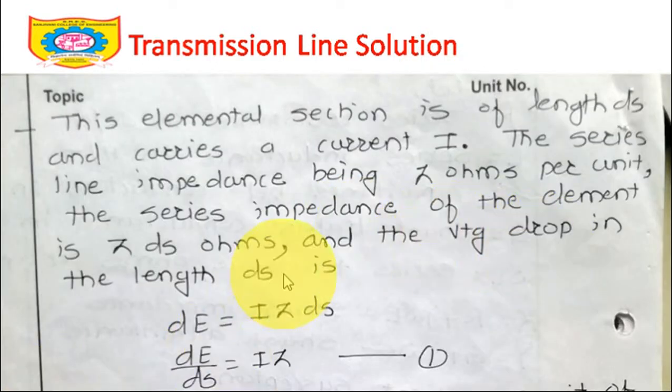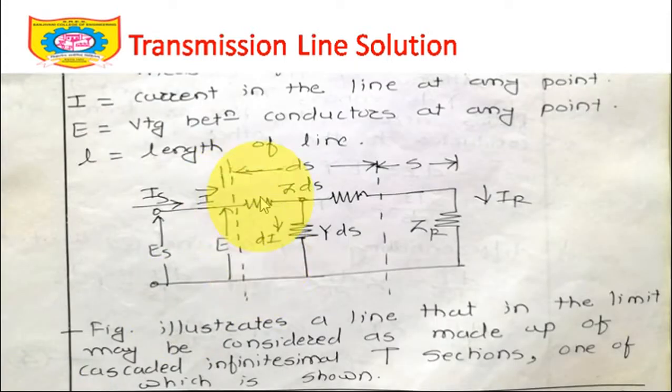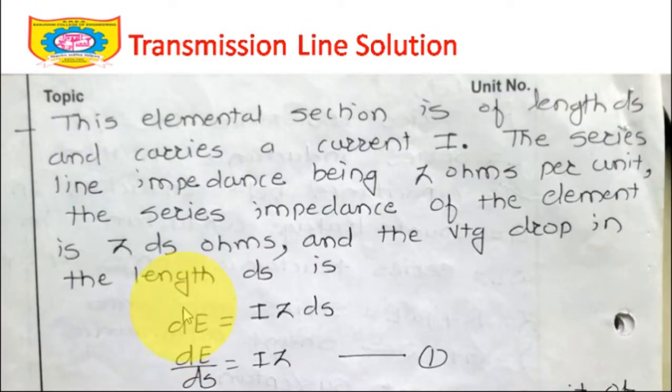So what will be the voltage drop in the length ds? If this is the current flowing through it and this is the impedance, Ohm's law says V is equal to IR. So I will get these equations in terms of E and I. Let's understand this. The differential voltage dE is equal to I, the current flowing through it, times R, and this R is impedance. So it is I z ds. Why is it represented as d? Because this is a differential voltage drop over the length ds.